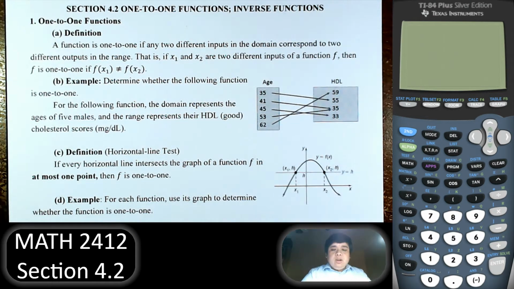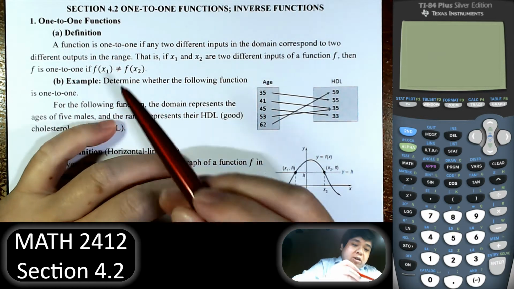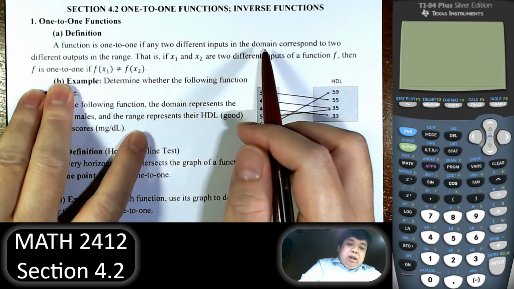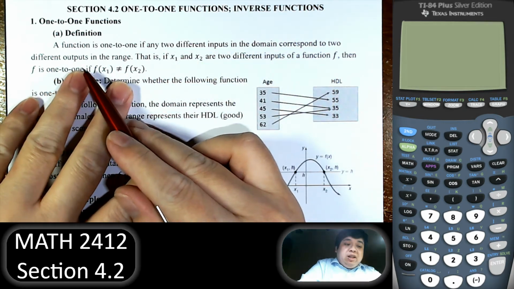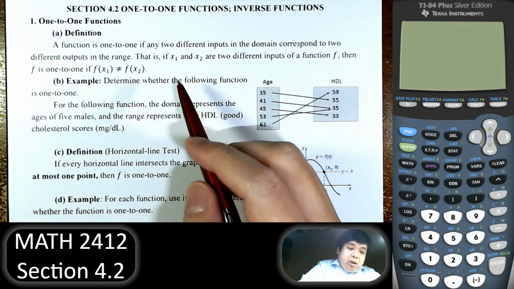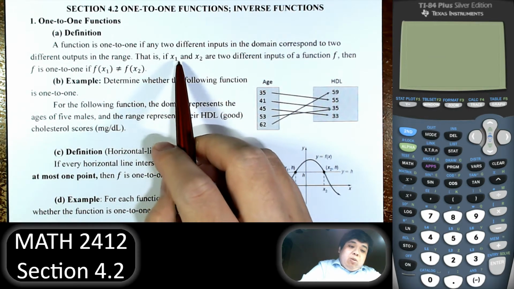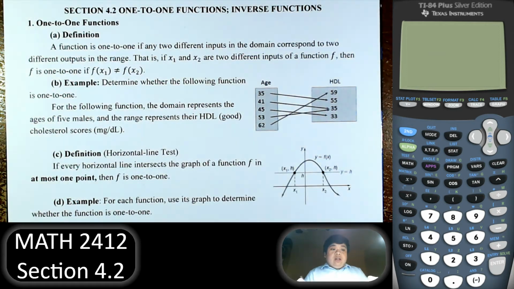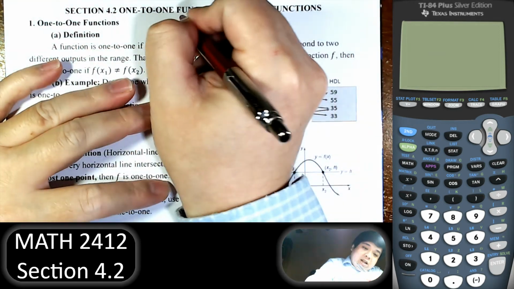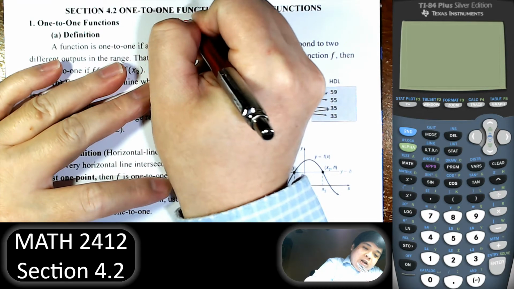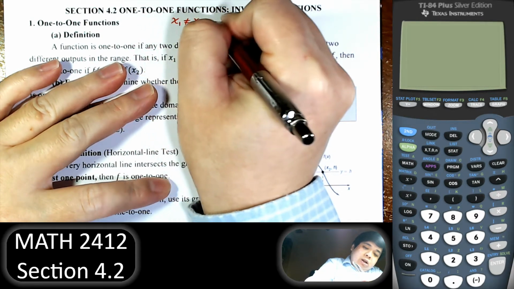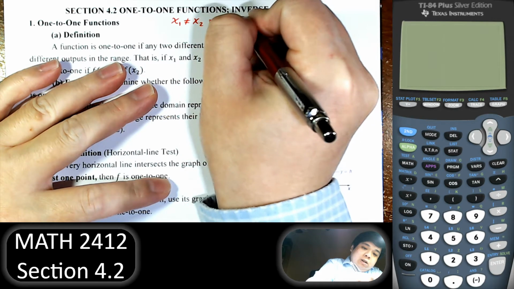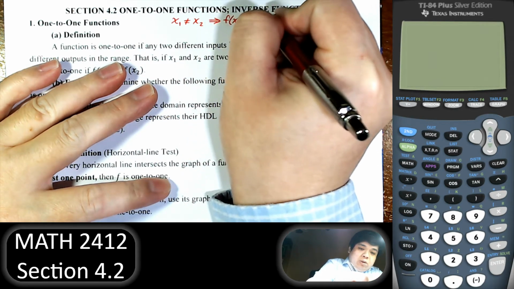A function is one-to-one if two different inputs in the domain result in different outputs in the range. That is, if x1 and x2 are different, then f of x1 is not equal to f of x2. So I will write that as: x1 not equal to x2 implies f of x1 not equal to f of x2.